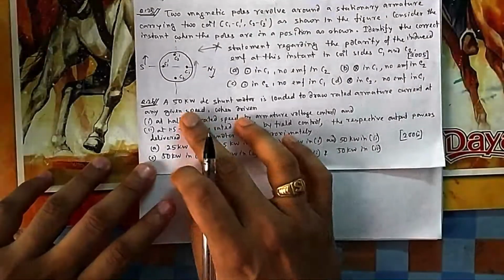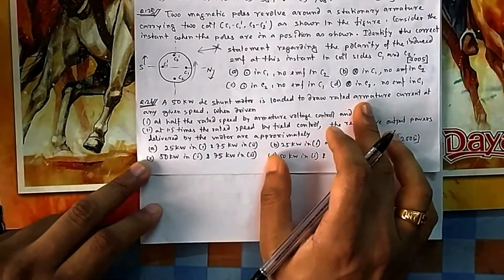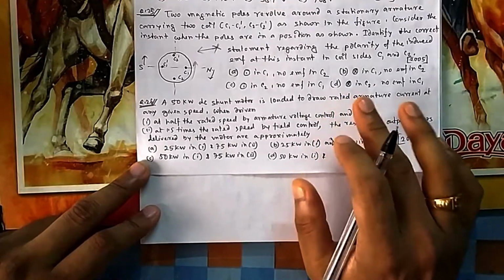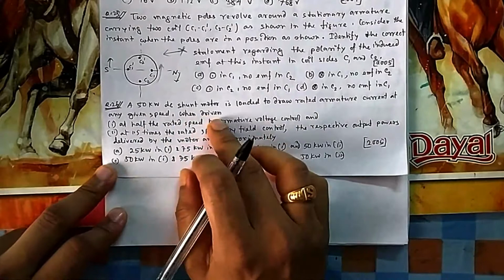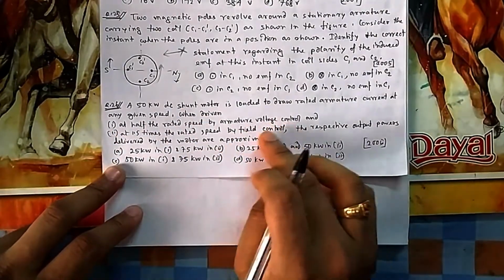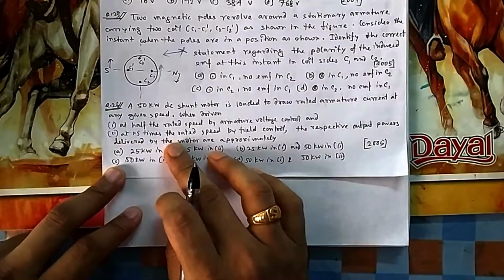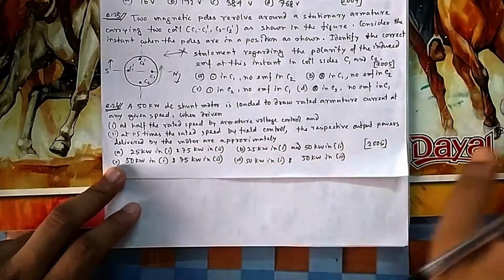Okay, in question number 26, a 50 kilowatt DC shunt motor is loaded to draw a rated armature current. It will always draw the rated armature current. It is fixed. At any given speed, and driven, number 1, at half the rated speed by armature voltage control. Second one, at 1.5 times the rated speed by field control. The respective output powers delivered by the motor are approximately.